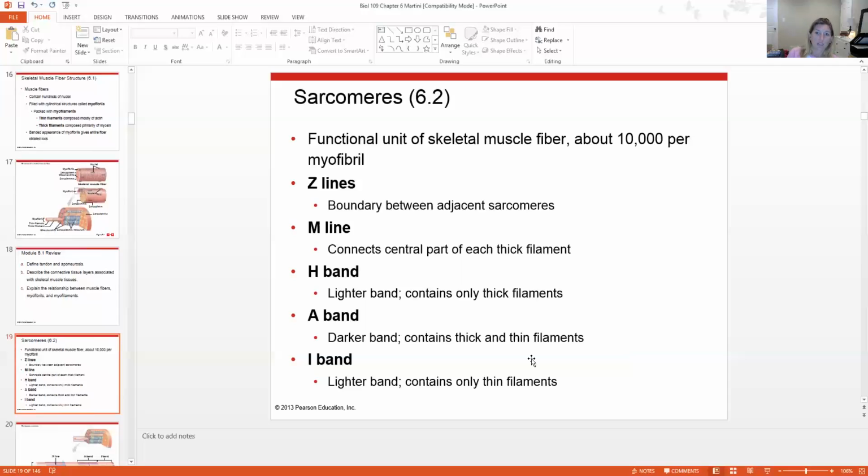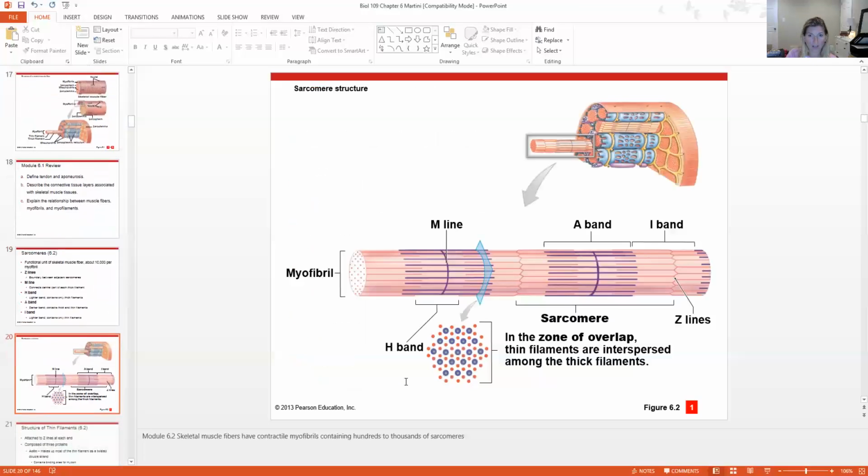So let's talk about all of the parts of a sarcomere. You have something called a Z line, an M line, an H band, an A band, an I band. These terms mean nothing to you without actually seeing what they are. So let's go to the next slide where you can see what they are.